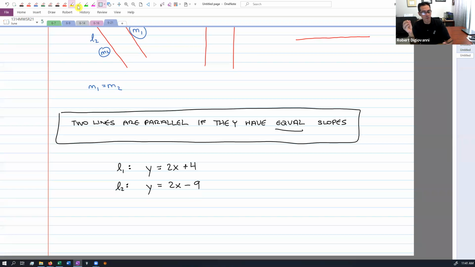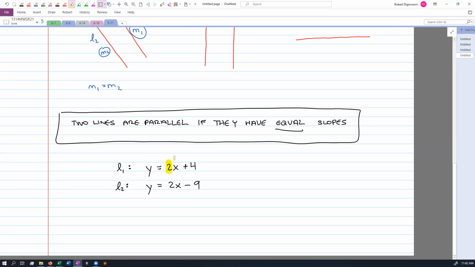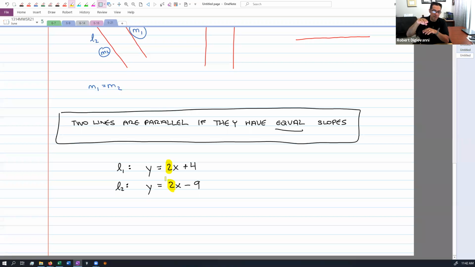So what is the slope of the first line? What is the slope of this first line? Anybody? Two, just the number in front of the x, just two, right? That's the slope of the first line. What's the slope of the second line? Two. They're the same, right? So that means if I graph these, they have the same pitch, which means they're going to be parallel. So do y'all see how if you have the equation in slope-intercept form, it's very easy to compare them?